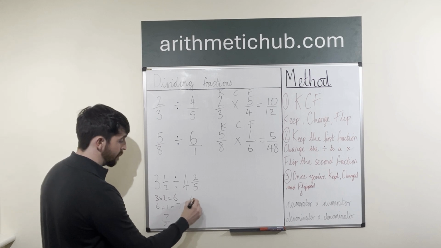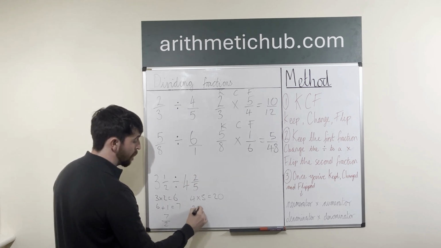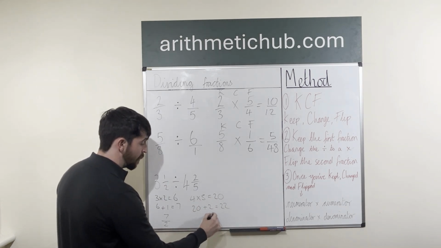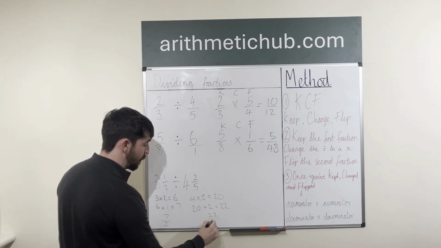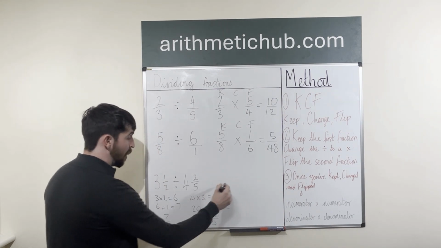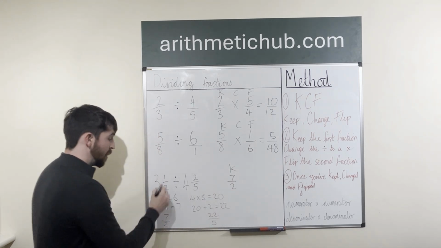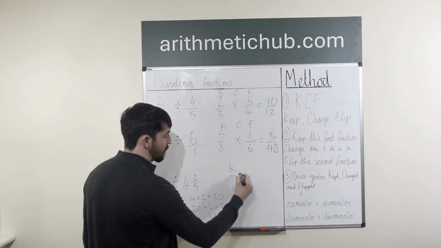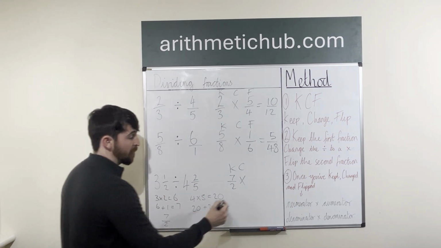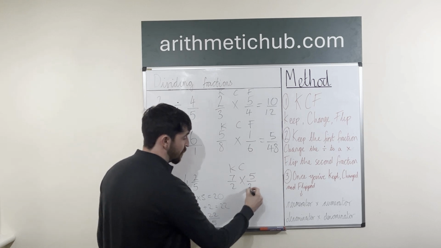We do the same on this side. 4 times 5 gives me 20. 20 add 2 is going to give me 22. Denominator is going to stay the same, so now I've got 22/5. And then all we would do, same again, 7/2 is going to stay the same, we're going to keep it. Divide, we're going to change to a times, and then we're going to flip 22 over 5 so that the 5 becomes the numerator and the 22 becomes the denominator.